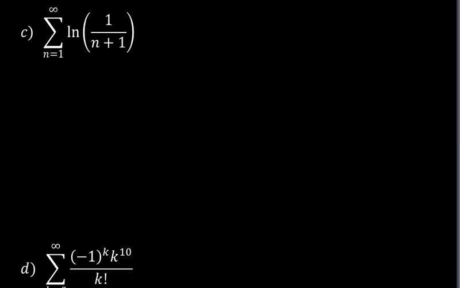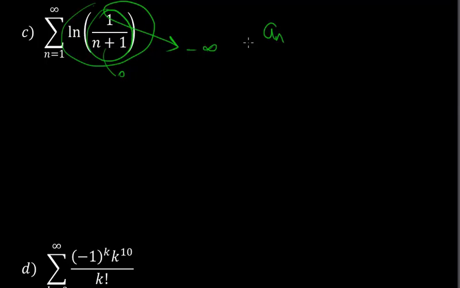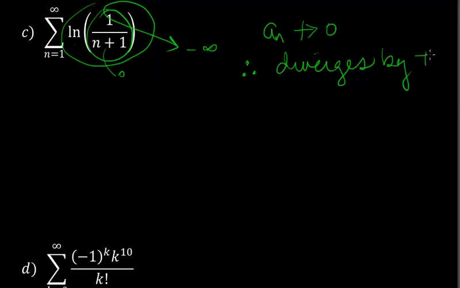Part C, we see that we should always check the test for divergence. If you look at the argument of the natural log here, it's going to 0. And so the natural log is going to minus infinity. So a sub n, the nth term of the sequence, is not going to 0. Therefore, the series diverges by the test for divergence.